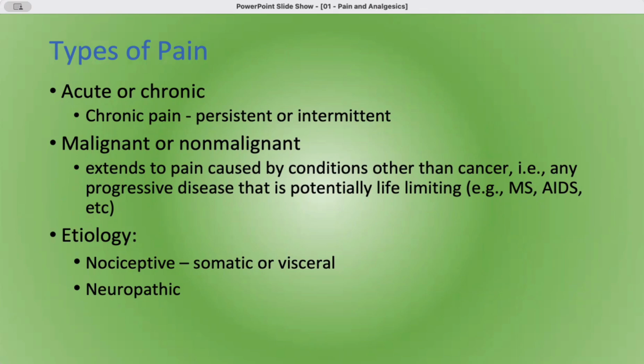One is based on its chronicity, acute pain versus chronic pain. Acute pain is typically the result of a tissue injury, and the response within minutes to hours to days thereafter, whereas chronic pain is measured in months to years. We could also break down pain as to whether it's from a malignant origin or non-malignant, based on whether cancer is involved or other progressive diseases. And then we can break down pain in terms of its etiology, whether it's nociceptive from tissue injury, somatically or viscerally, or neuropathic pain from nerve damage.